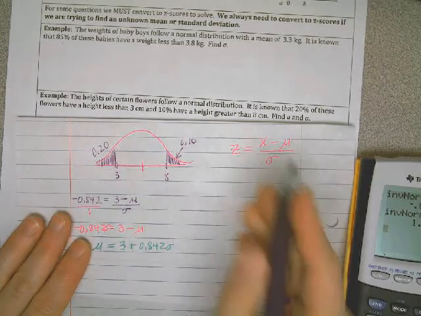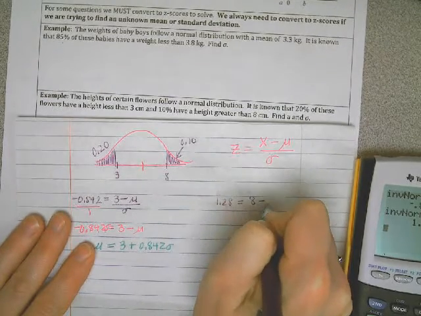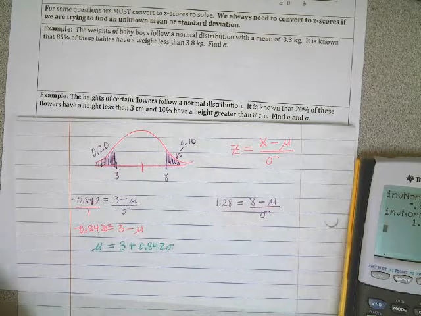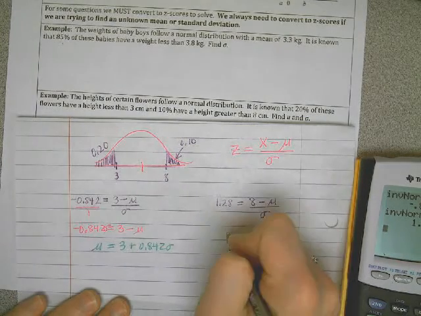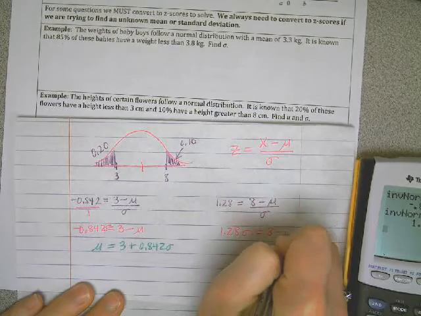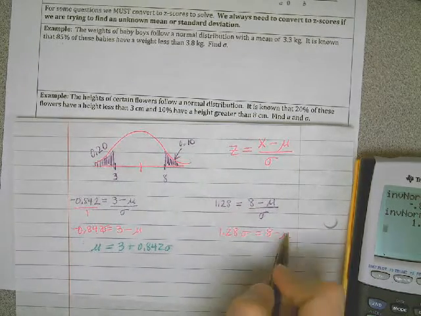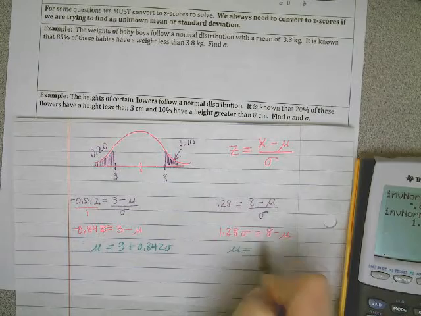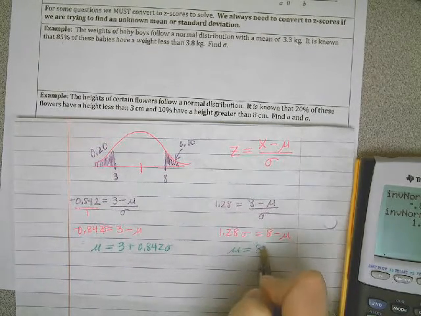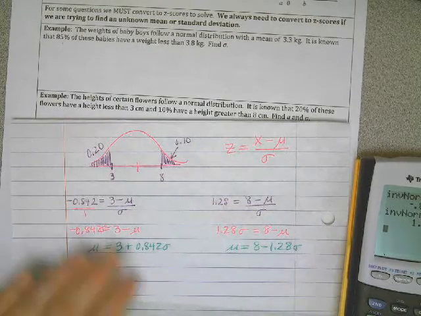I'm going to round that. Z-score 1.28 equals 8 minus my mean all over standard deviation. If I cross and multiply, I get 1.28 times standard deviation equals 8 minus mu. I have 2 equations, 2 unknowns. So I'm going to solve both of these for mu, add mu to the left side, subtract 1.28 times standard deviation to the right side.